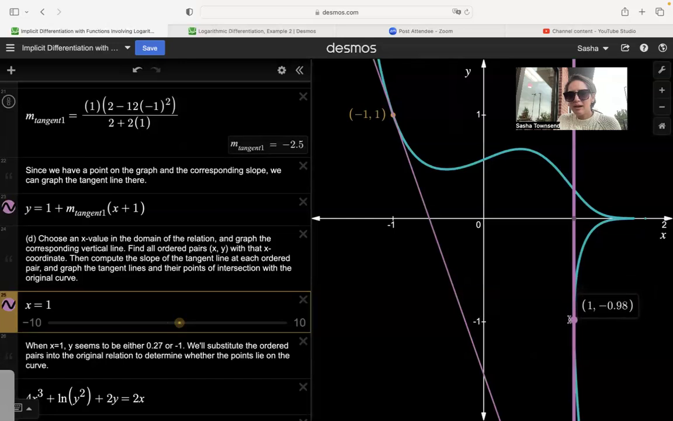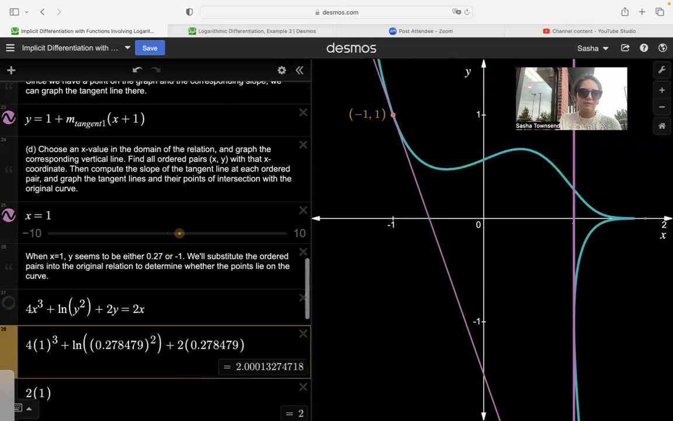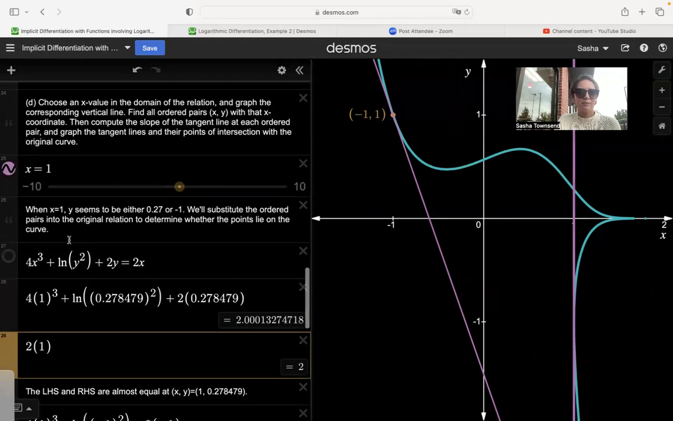So we're just reading the graph, but we're never actually sure it's going to work until we substitute that xy pair into the original equation. So I'm going to evaluate this at x equals 1, y equals 0.27. And so this is the left-hand side. Now I knew the right-hand side was going to be 2, and that's 2 times my x value, which is 1, so I get 2.